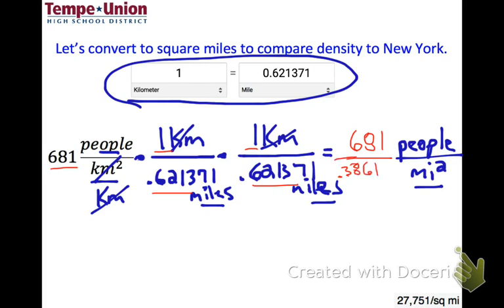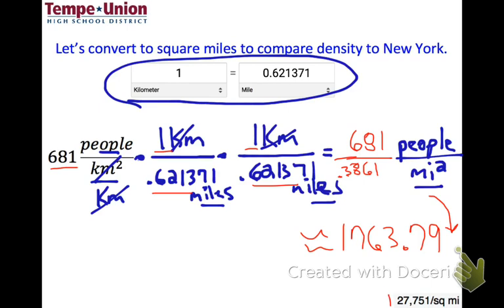0.3861 about. So I'm going to say this is about, I'm going to do 681 divided by 0.3861, and I get about 1763.79. So this is how many people there are per square mile. So I'll just put this little, so people per square mile.